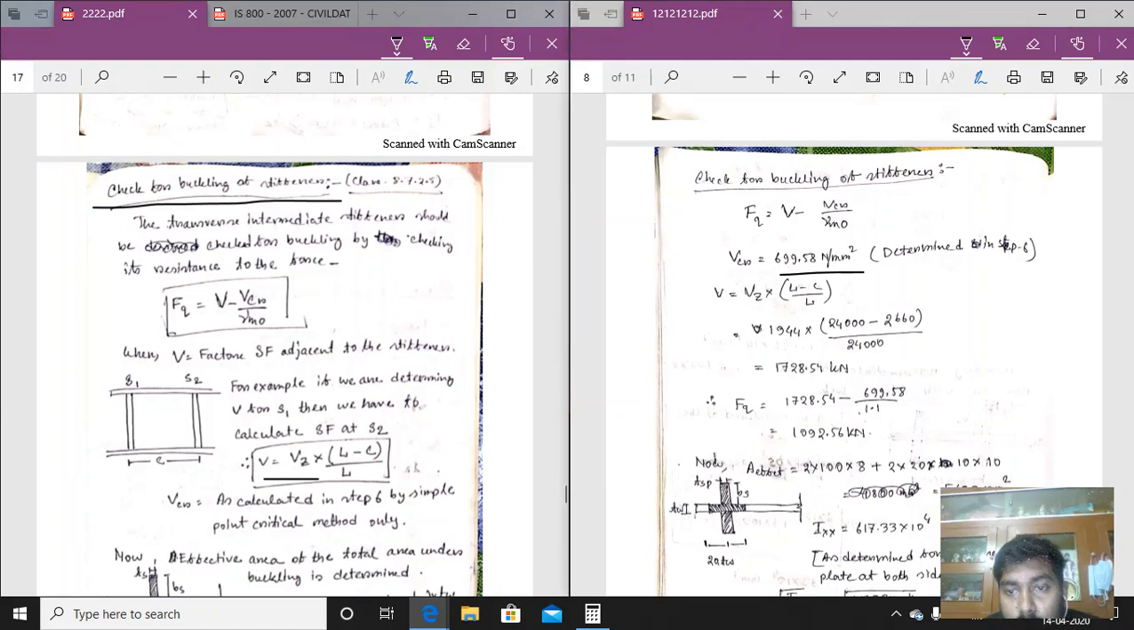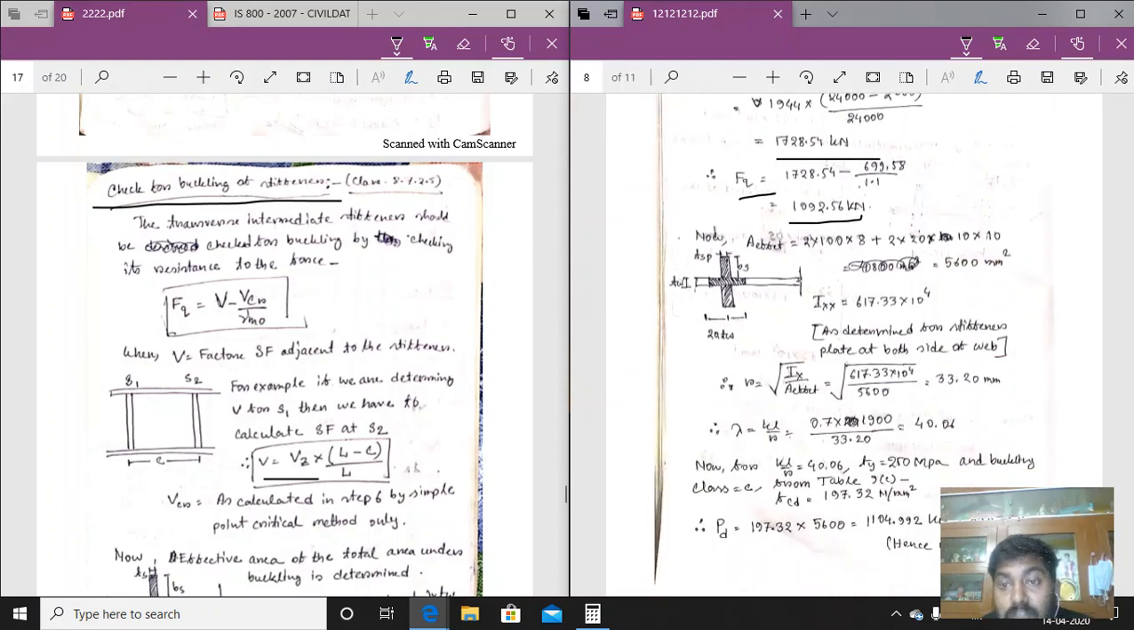Putting all the values here, L minus C, where L is equal to 24,000, that is the total length, and C is the spacing. We are getting 1728.54 kilonewton. That is the V, that is the shear force acting on the adjacent stiffener. Putting all the values here, FQ is equal to 109692.56 kilonewton. The design compressive strength of the stiffener should be higher than that FQ value.